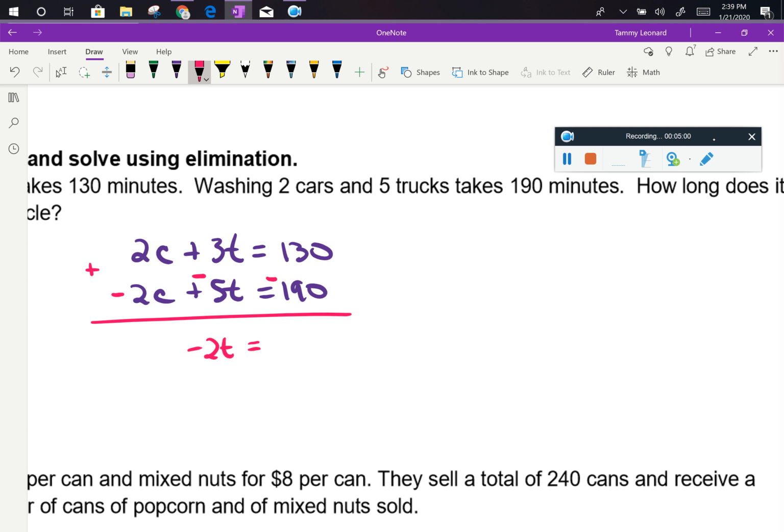130 minus 190 is negative 60. So now I can solve for t. I'm going to divide both sides by negative 2, and t is equal to 30. So now we know that it takes 30 minutes to wash a truck. But we also have to find out how long it takes to wash a car.